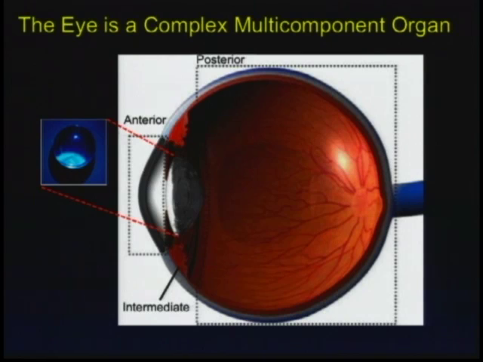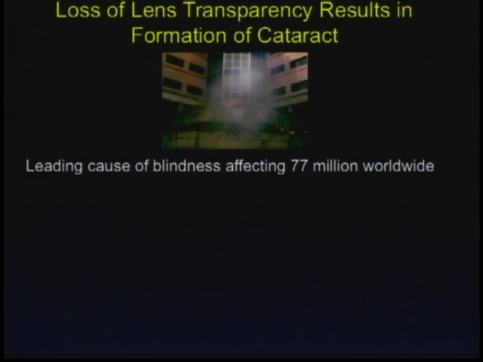And why should we be thinking about our lens? Because as we age, there is a good chance that we would end up getting a cataractous lens, which means that there would be an opacity in our lens. And this is how an individual with a cataractous lens sees the world. It remains the leading cause of blindness, affecting 77 million individuals worldwide.